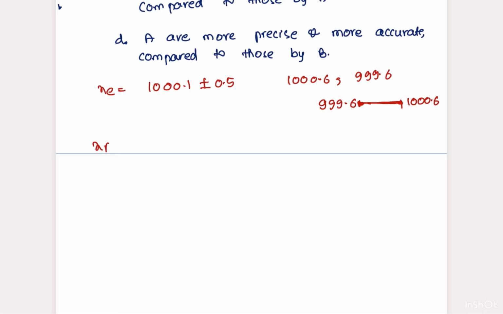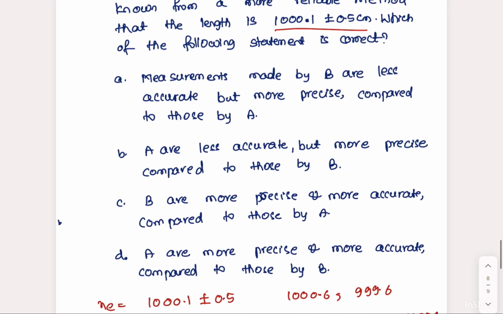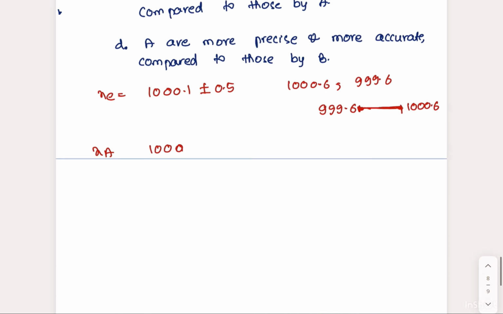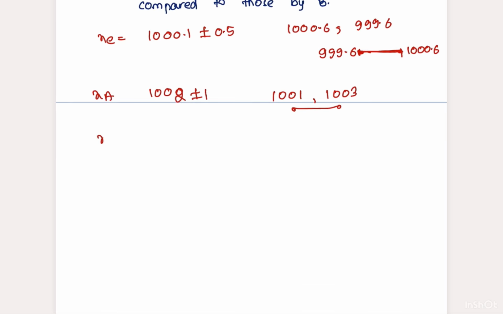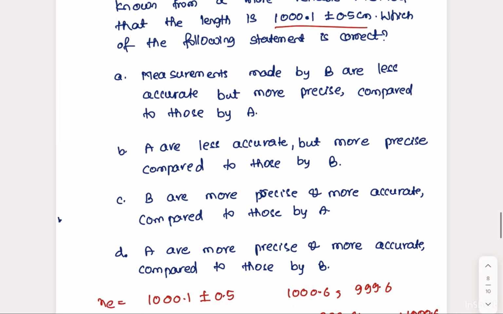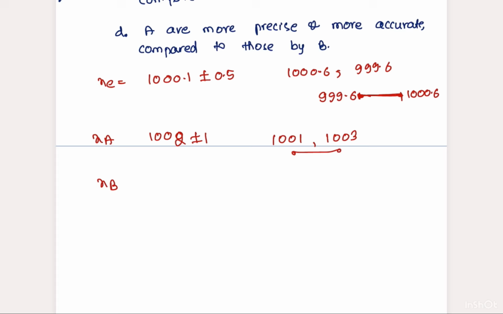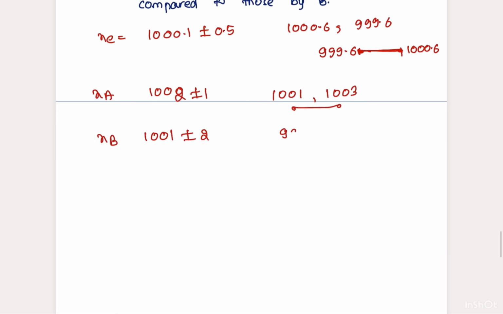Now observations from XA will be 1002 plus or minus 1. So those will give 1001 and 1003. So the length may be from 1001 to 1003. Next, XB will be 1001 plus or minus 2. This will be 999 and 1003. So the length may be between 999 to 1003.